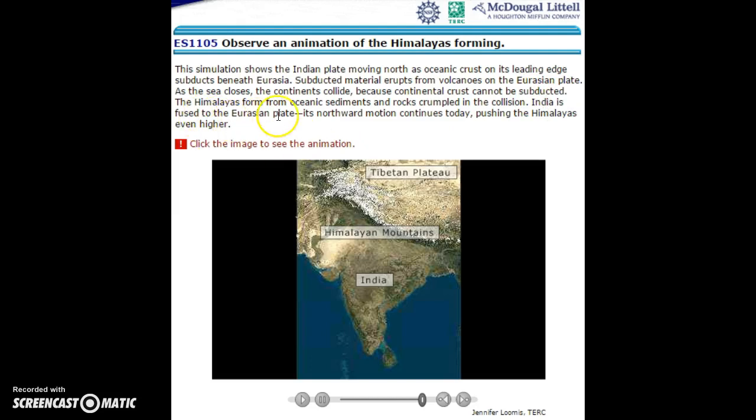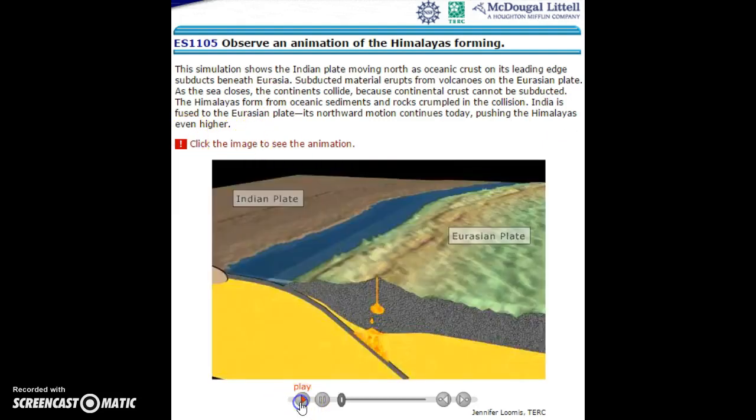India is fused to the Eurasian plate. Its northward motion continues today, pushing the Himalayas even higher. Let's watch it one more time.